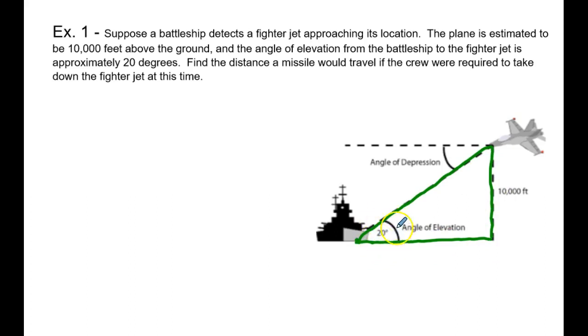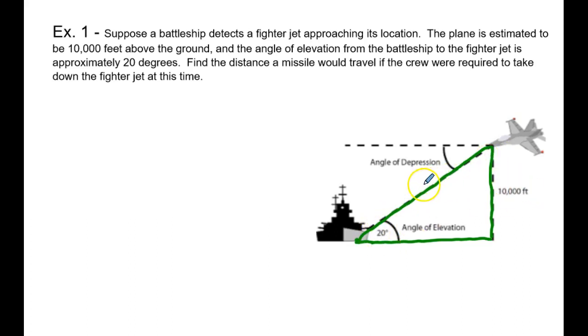We have our angle of elevation, which is 20 degrees. We know the opposite side, which represents the height of the fighter jet, is 10,000 feet. And we're looking for the distance from the battleship to the fighter jet. So in this right triangle, we're looking for the hypotenuse. So we have our angle. We know what the opposite is.